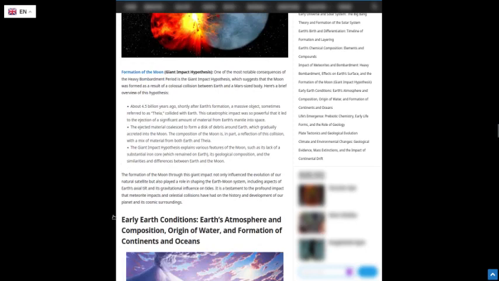The formation of the moon through this giant impact not only influenced the evolution of our natural satellite, but also played a role in shaping the Earth-Moon system, including aspects of Earth's axial tilt and its gravitational influence on tides. It is a testimony to the profound impact that meteorite impacts and celestial collisions have, talking about planets, right, had on the history and development of our planet and its cosmic surroundings.